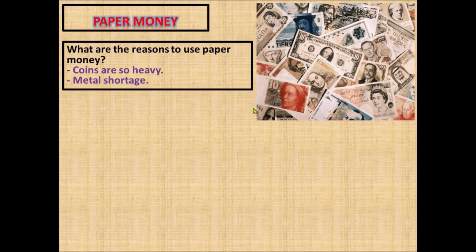Paper money. What are the reasons to use paper money? Why did people use paper money? Because coins are so heavy. If you remember, we said that coins were made of precious metals such as silver or gold, and these metals are so heavy. At the same time, we have a metal shortage, so it's difficult to find these kinds of metals. So people use paper money.